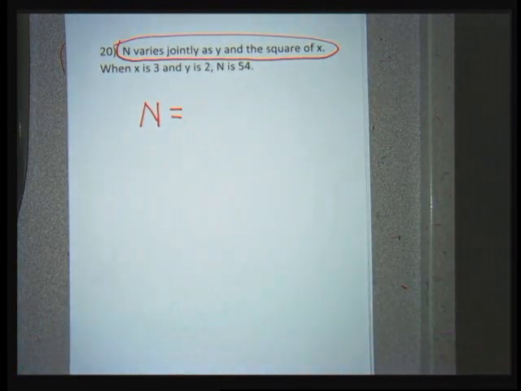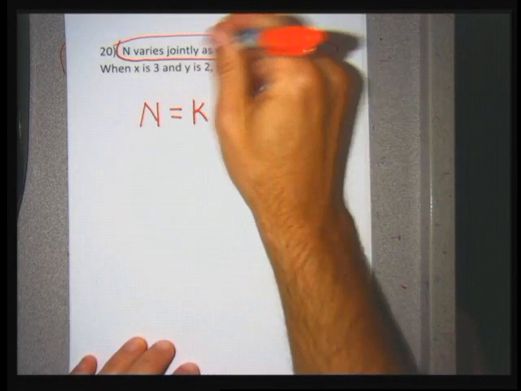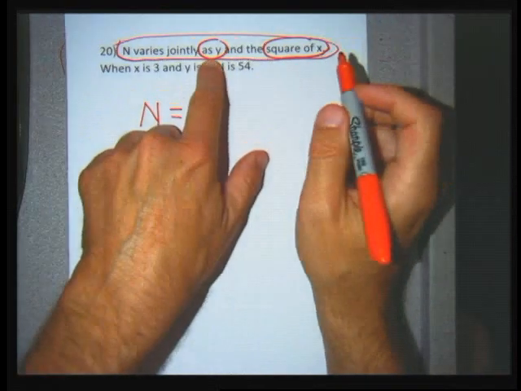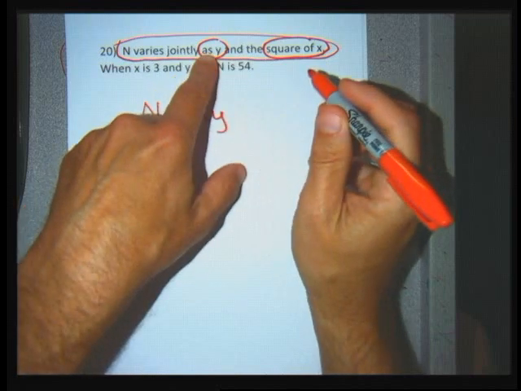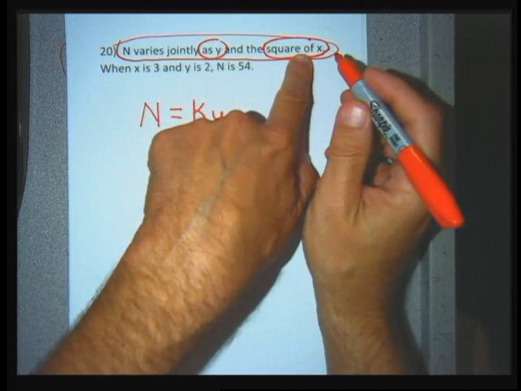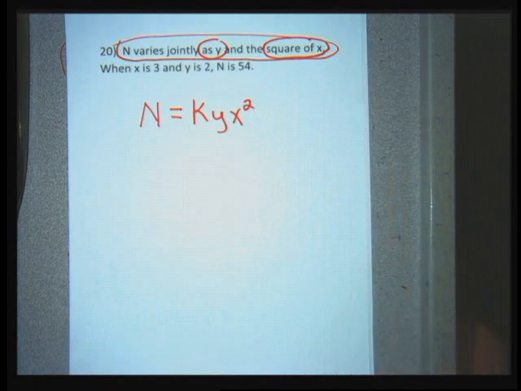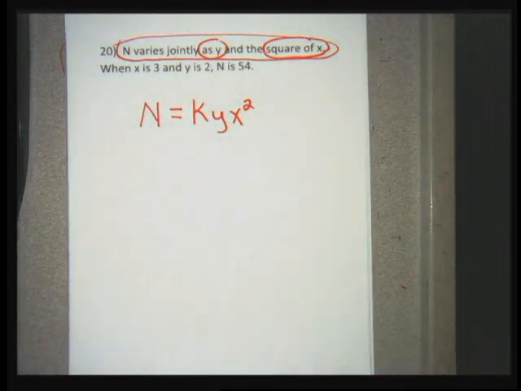If I don't see the word inversely, then I know I don't need a fraction. I see the word jointly, so after the k, I know I need to have 2 letters. And the letters are going to be y and x. The y doesn't need an exponent or a radical symbol because there aren't any words that imply that. But the x does. The x needs an exponent of 2 because of the word square written right to the left of the x. So the equation that's appropriate for number 20 is n equals k times y times x squared.